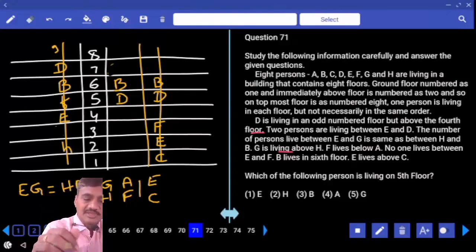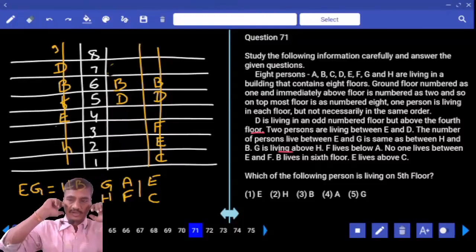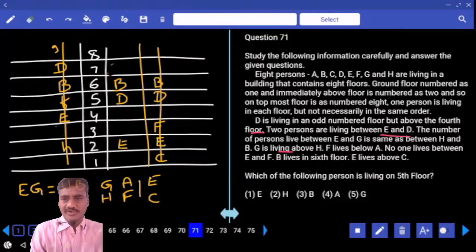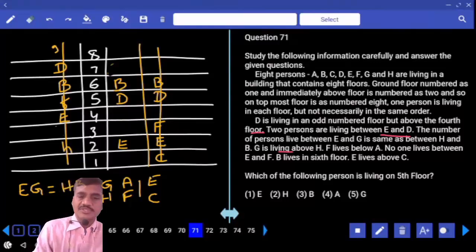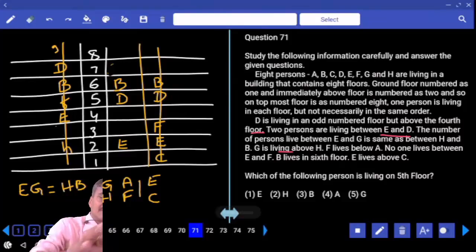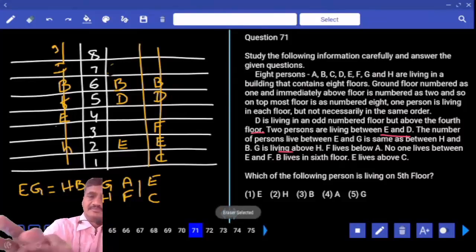Now G must be above this H, we said. Yeah, G is above this H and D is living on floor number 4 or above, and 2 persons between E and D, we said. And 2 persons between E and D, where can I have this E? D is here 1, 2, E must be on the 2nd floor, isn't it? And D is living on an odd number floor above this one. Does it work in this possibility? It is not possible in this case as well. Tell me, is there any other possibility left in this?